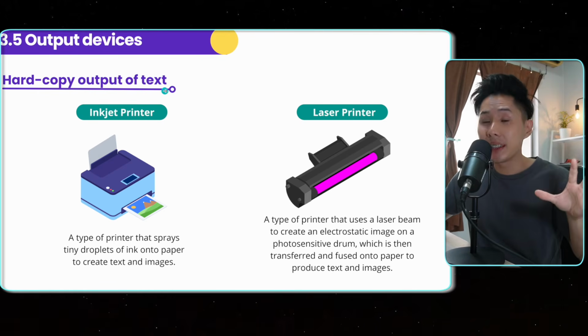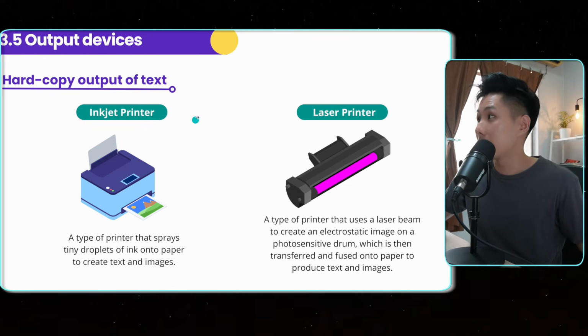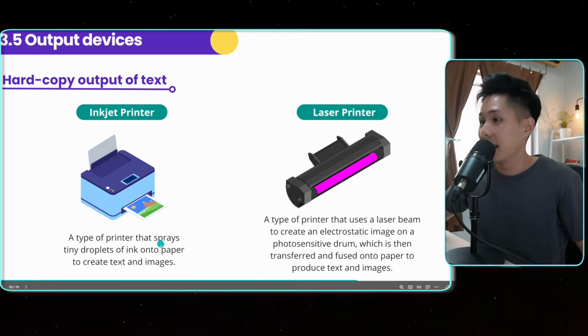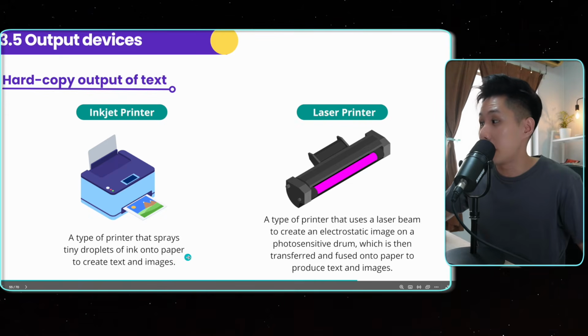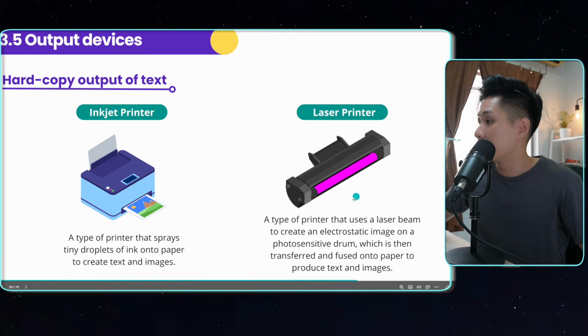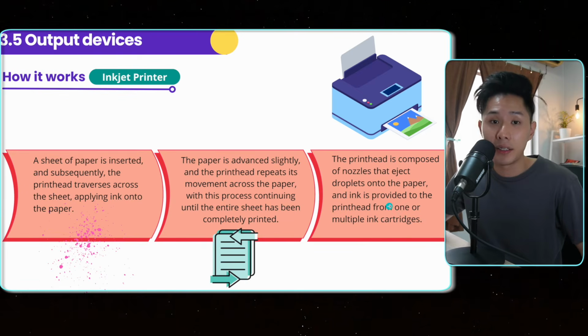In order to output text from a computer system, there are two types of printers we use, the inkjet printer and also the laser printer. The inkjet sprays tiny droplets of ink onto the paper, whereas laser printers use toner. Let me explain how this works.